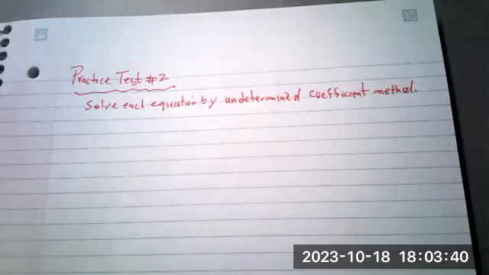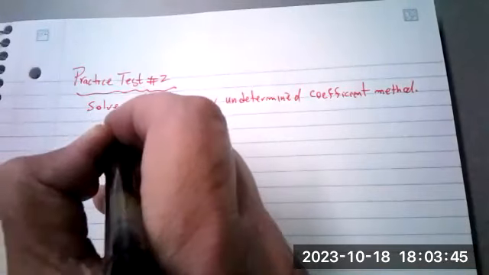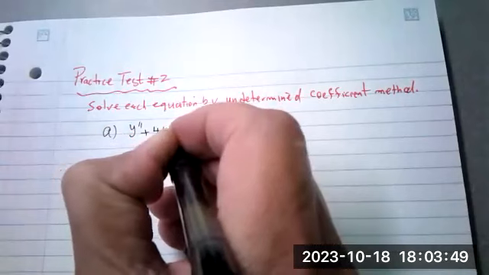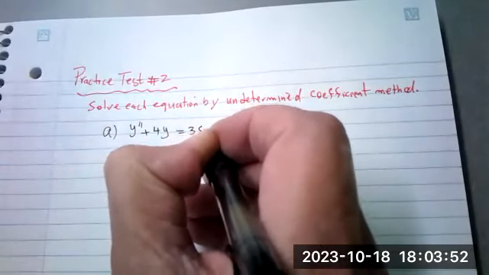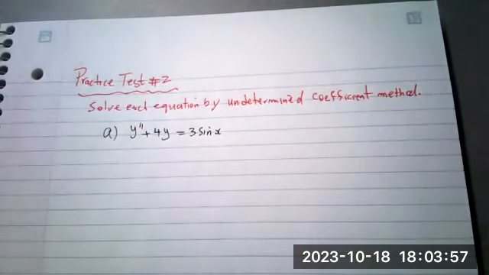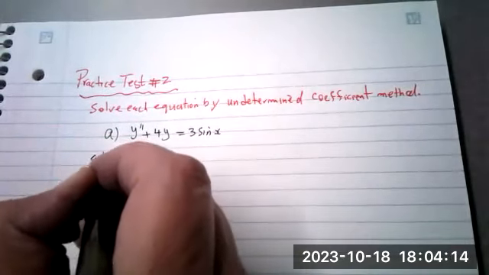Okay, that's the one. So the first one we give you is y double prime plus 4y equal to 3 sine x. You know that it's a nonhomogeneous differential equation. You have to solve the homogeneous one first, find the YC. Then you want to find the YP. R of x is a trigonometric function, so the undetermined coefficient method is possible. Okay, so this is how we're going to solve it.